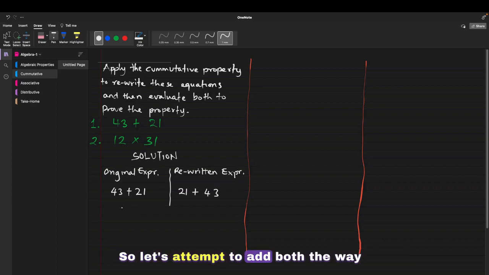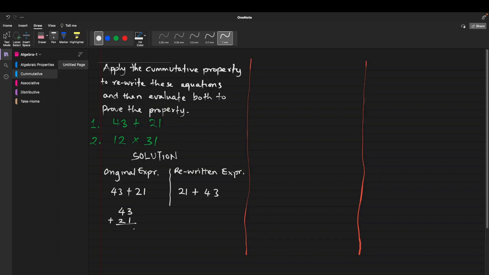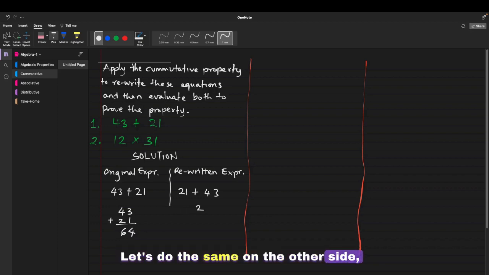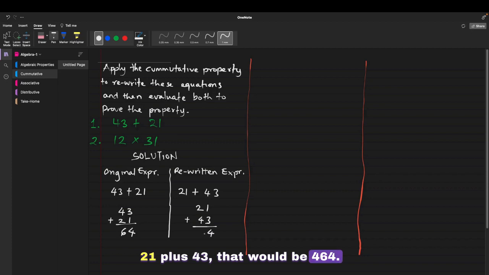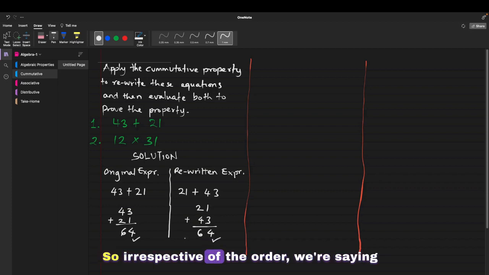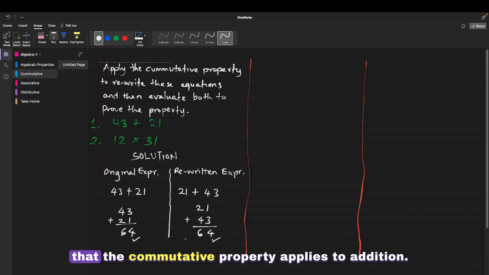So let's attempt to add both the way we would normally when we're doing addition. So 3 plus 4, 3 plus 1 would be 4, 4 plus 2 would be 6. So in this case, it is 64. Let's do the same on the other side. 21 plus 43. That would be 64. So as you can see, 64 is the result here and same 64 is the result here. So irrespective of the order, we're saying that the commutative property applies to addition.